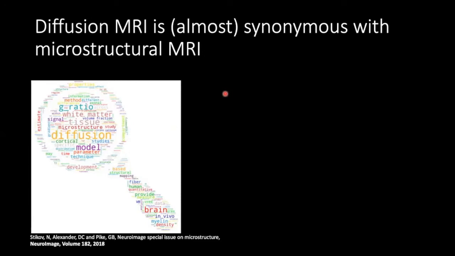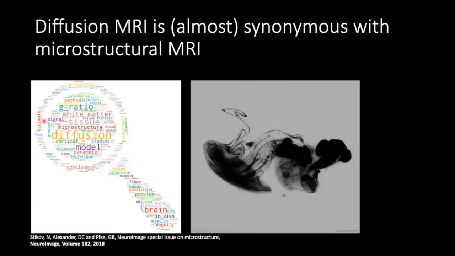From that same special issue in Neuroimage, they made a word cloud of everything that was included in all of the articles, representing what we think of as microstructural MRI today. Diffusion is the largest word because, as many of you probably think, diffusion is almost synonymous with microstructural MRI. Not always, but there's a good reason that people think this way, and that so many of the microstructural MRI studies are diffusion based.